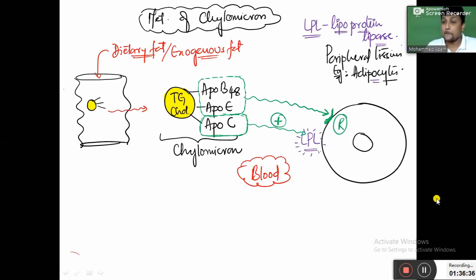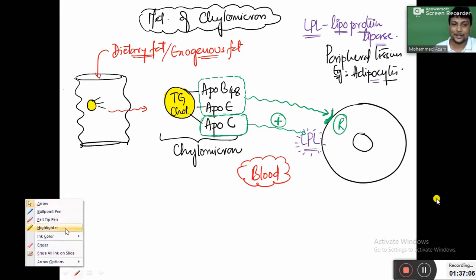Lipase means what? Breakdown of lipids. But the important thing here is which lipids? It is going to break down the lipids, but which lipids? The lipoprotein. And which is the lipoprotein here? Chylomicron. Okay. Once this enzyme is activated, it is going to break down this lipid molecule into small droplets, and that lipid can enter inside the cell and get accumulated.